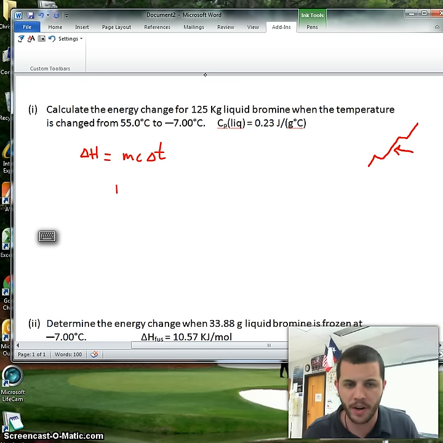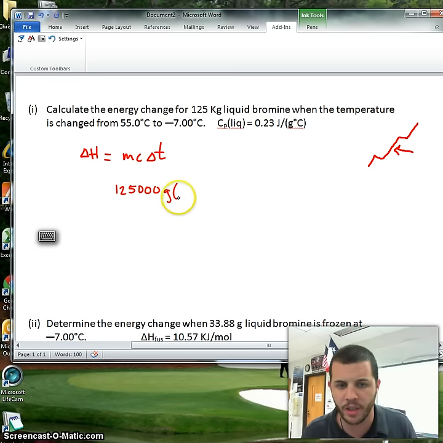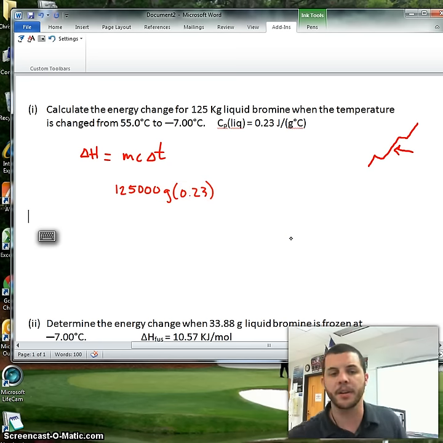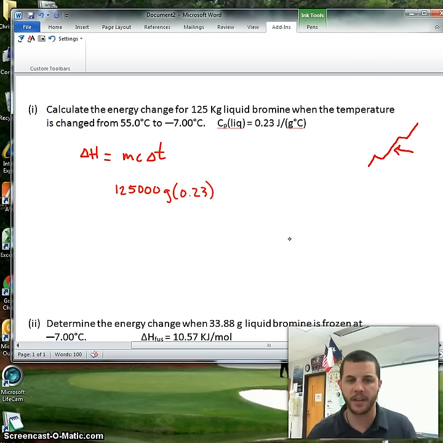So I'm going to do 125,000 grams times my specific heat capacity, which is 0.23, times my delta T, which is -7. That's my final temperature, -7 minus 55. And so now I can plug all this into my calculator. So I get 125,000 times 0.23, and then I'm going to do open parentheses, -7 minus 55, close parentheses, and hit enter.